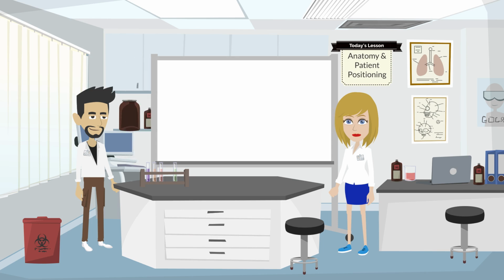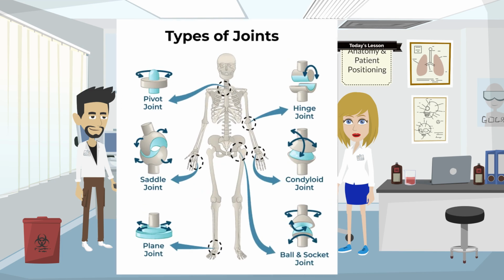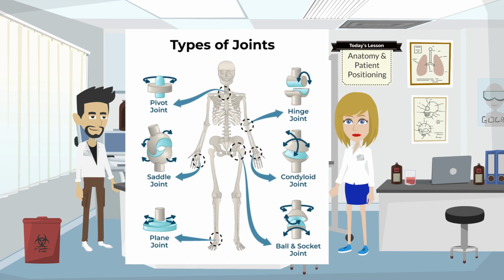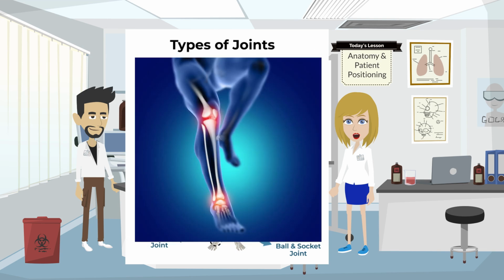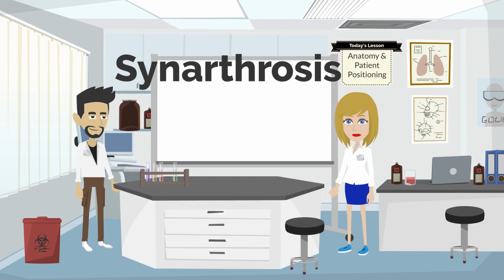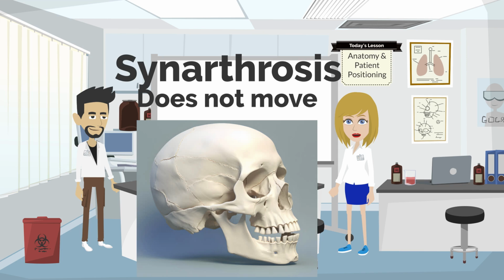Joints are the places where bones are joined together. That is why they are called joints or articulations. There are 3 classifications of joints based on their ability to move. The first one is synarthrosis, which refers to a joint that does not move. With the exception of the mandible, or jaw, examples of these joints are all over the skull.